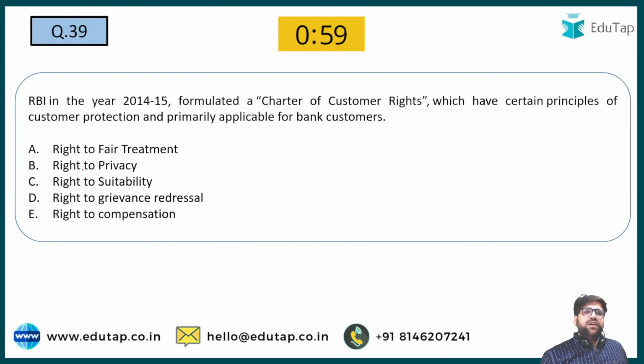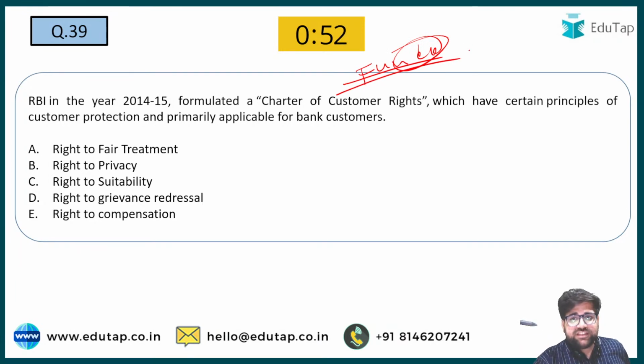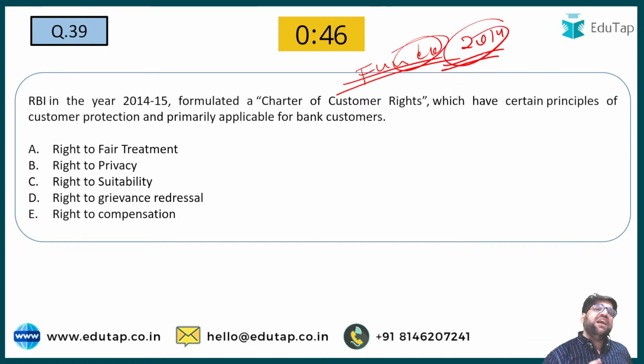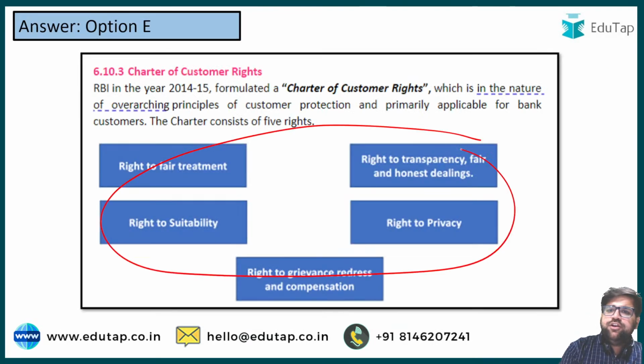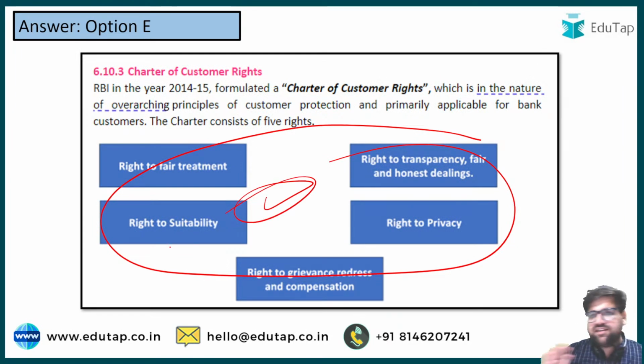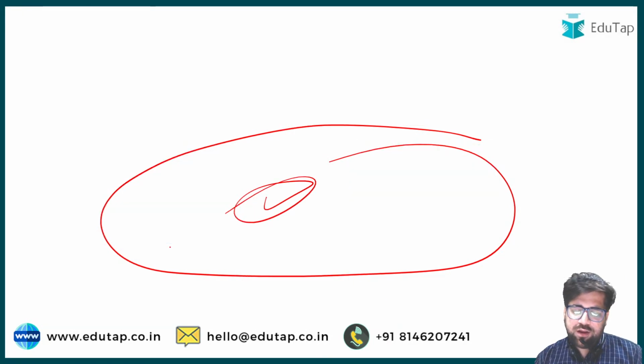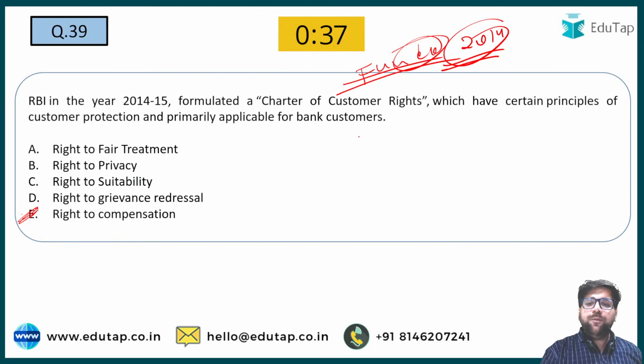Now we also come to consumer charter. This is taken from the functions of RBI. According to the consumer charter, which has been made by RBI in the year 2014, if I'm not wrong, there are 5 rights. Now how many rights are there? The answer will be there is no right of compensation. Please remember this. And these are the 5 rights. You can use this particular point in your answers for consumer empowerment.